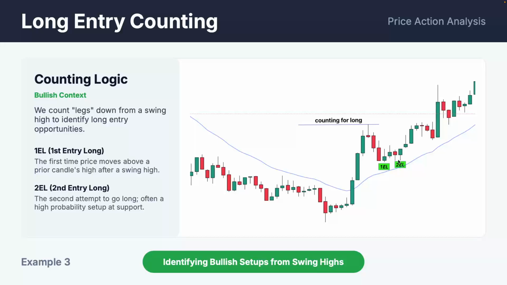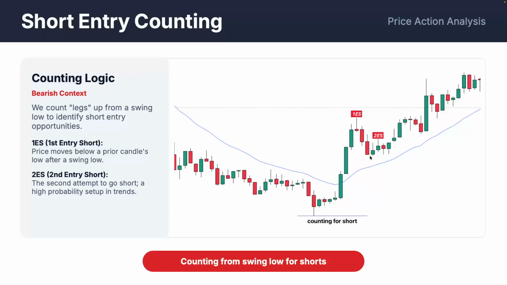Okay. Counting for the short for the same chart, counting from this swing low, this red bar broke the low of the previous red bar. So this pin bar is marked as first entry short, or you can say shooting star. The shooting star low was broken by this red bar. Then this red bar, a hammer looking bar, broke the low of the previous green bar, which is marked as second entry short.